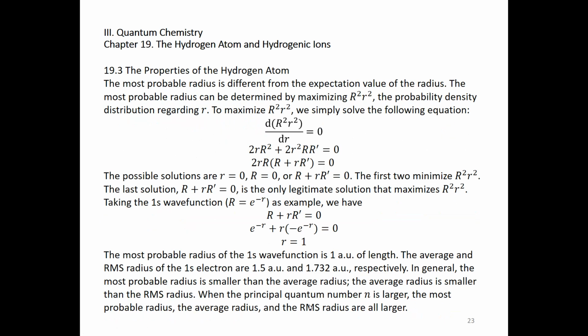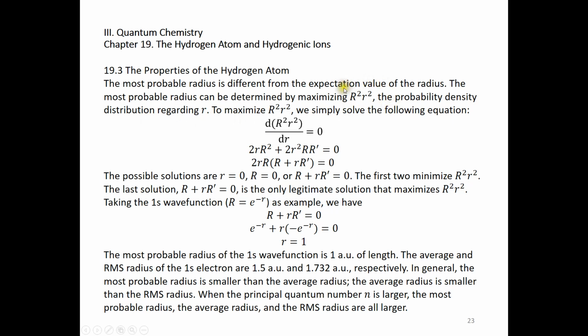We can also look at the most probable radius of the electron in the hydrogen atom. So the probable radius can be determined by maximizing this R squared. This is the radial function. Y times R squared, well, it comes from the volume element. The volume element is R squared times sine theta dr d theta d phi.